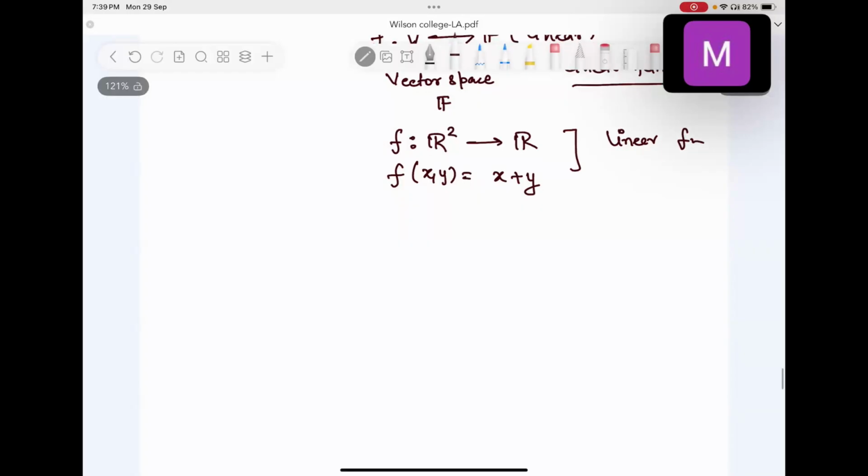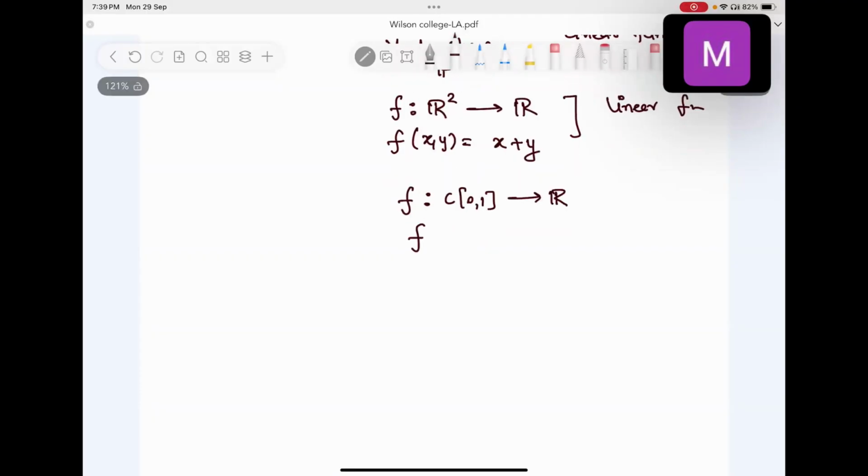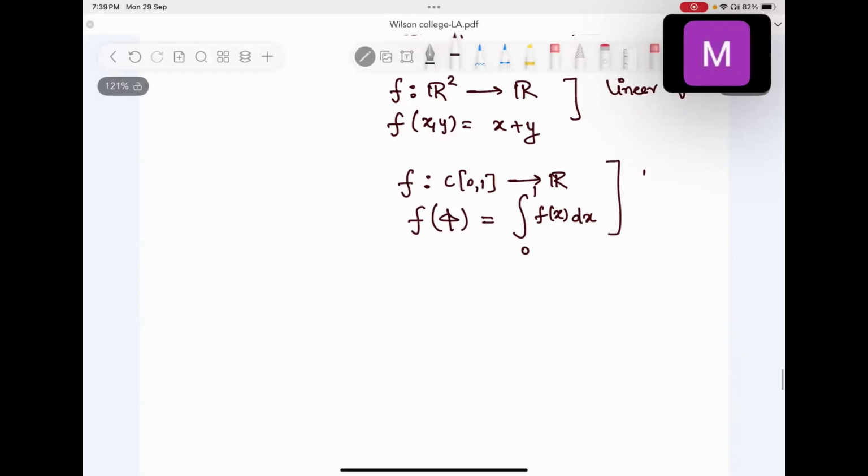Okay, now if you take some other example, suppose f is a function from C[0,1]. C[0,1] means the space of all continuous functions on the closed interval [0,1]. If phi is any continuous function on the closed interval [0,1], then define f of phi as the integral from 0 to 1 of phi of x dx. Now this function is well defined because every continuous function is integrable. And you can check this is a linear functional.